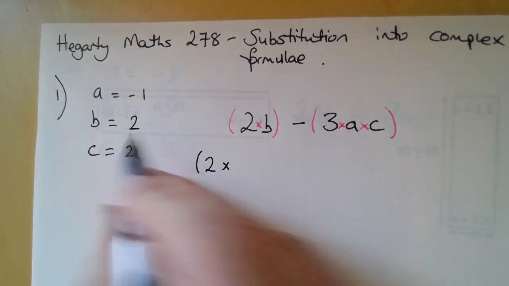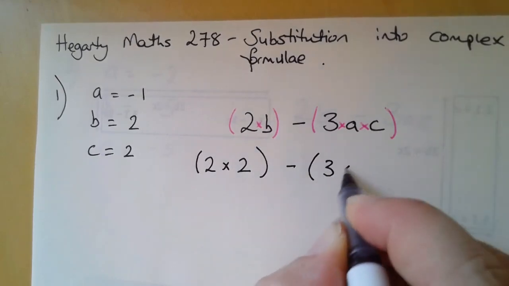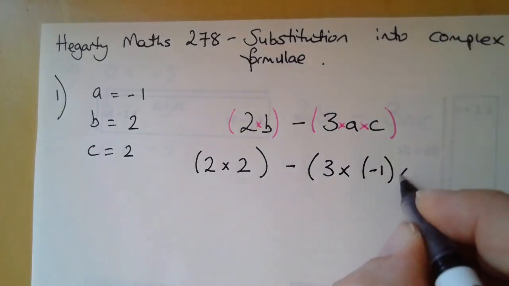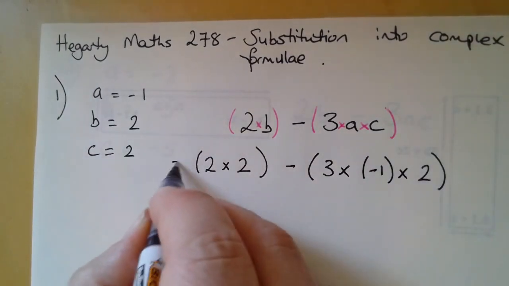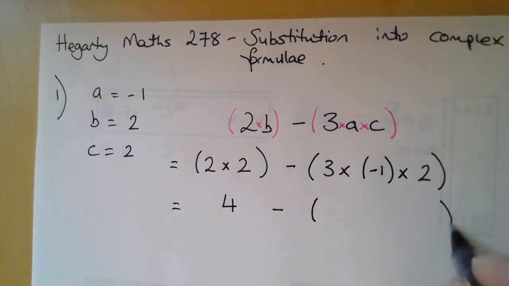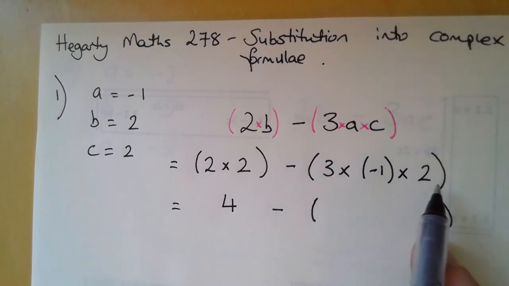B is 2, so I write 2. A is -1, so I'm going to write that in bracket. C is 2. So I can write this as 4 subtract. Now I've got to do this carefully. 3 multiplied by -1 multiplied by 2.